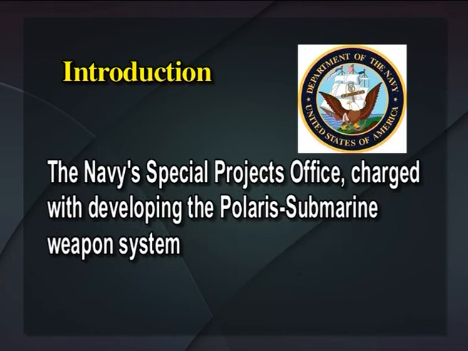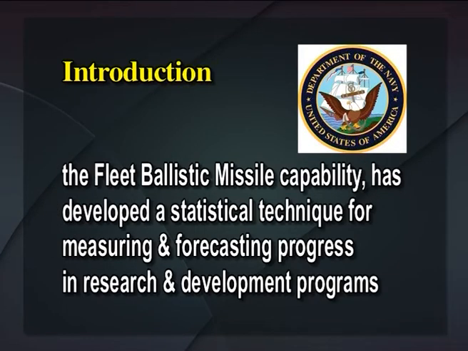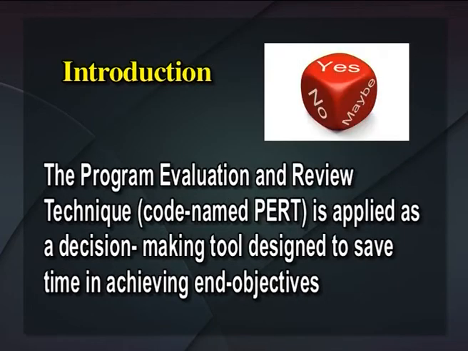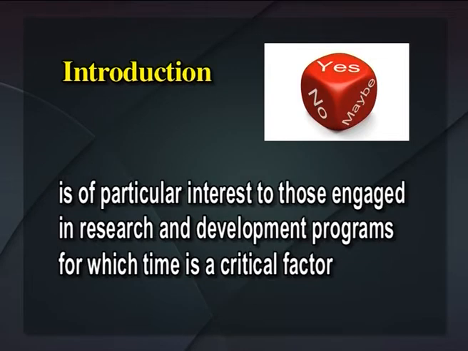The Navy Special Projects Office, charged with developing the Polaris submarine weapon system and the fleet ballistic missile capability, has developed a statistical technique for measuring and forecasting progress in research and development programs. The program evaluation and review technique, codenamed PERT, is applied as a decision-making tool designed to save time in achieving end objectives and is of particular interest to those engaged in research and development programs for which time is a critical factor.